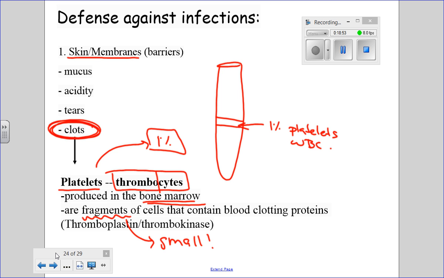Does anyone have questions that they'd like to ask about platelets, perhaps, or anything to do with skin and membranes?